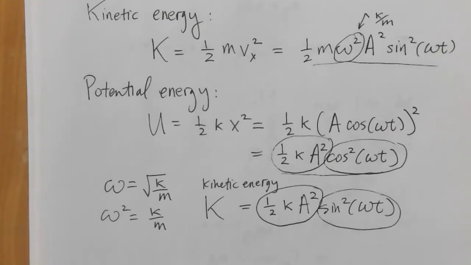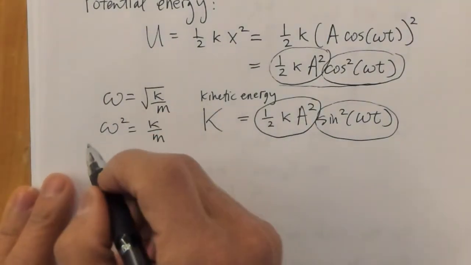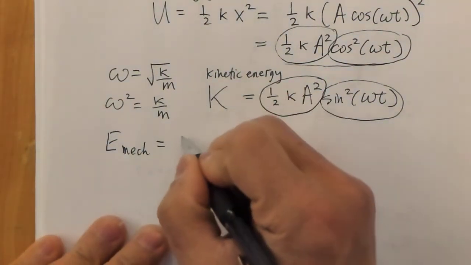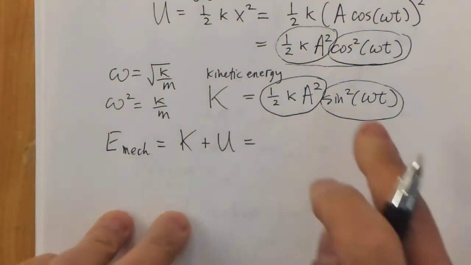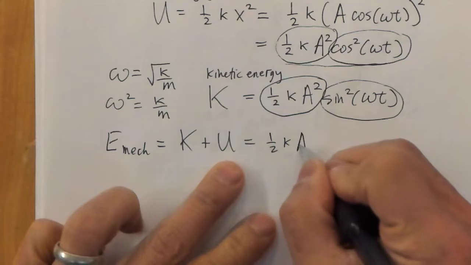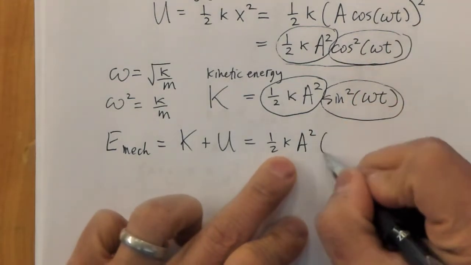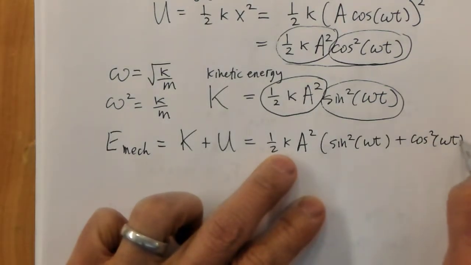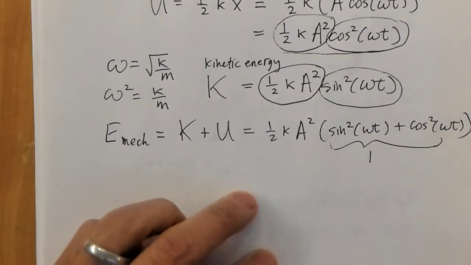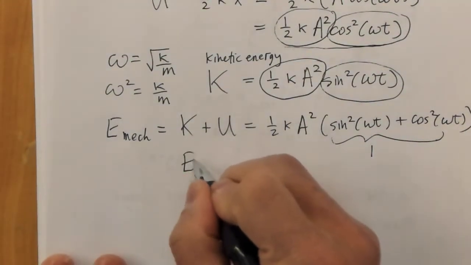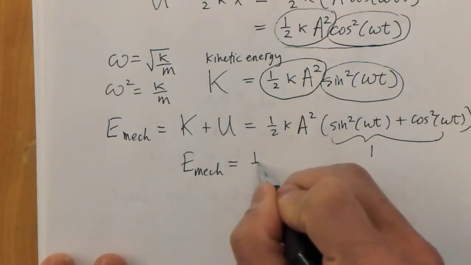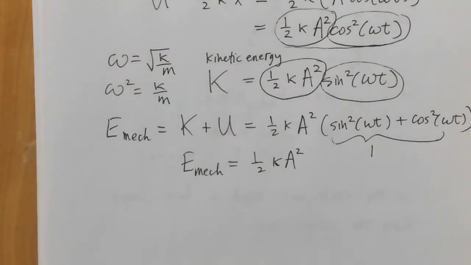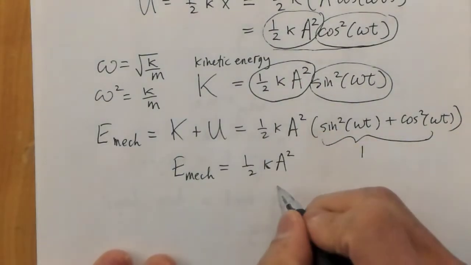Hopefully that was familiar. So if I add them together, I get the formula that the total mechanical energy is equal to K plus U, which is going to be 1/2 k a squared times sine squared plus cosine squared. And this is equal to 1. And so we get that the total mechanical energy is 1/2 k a squared, which is kind of neat in that it doesn't depend on time. This is a constant.